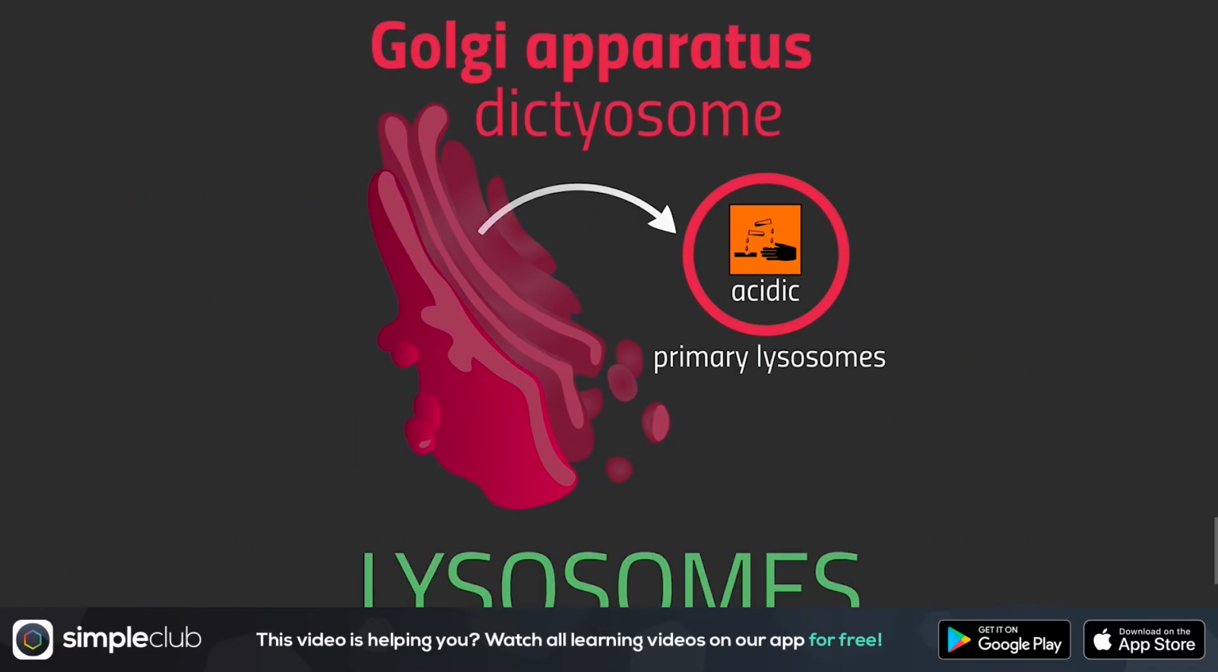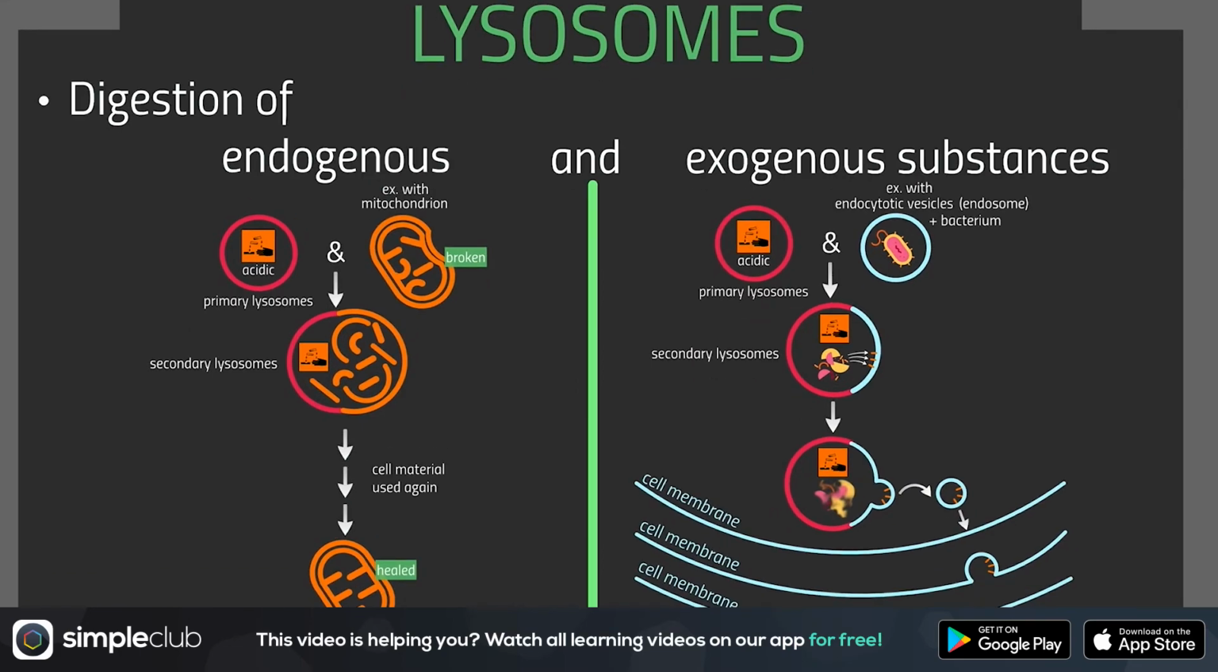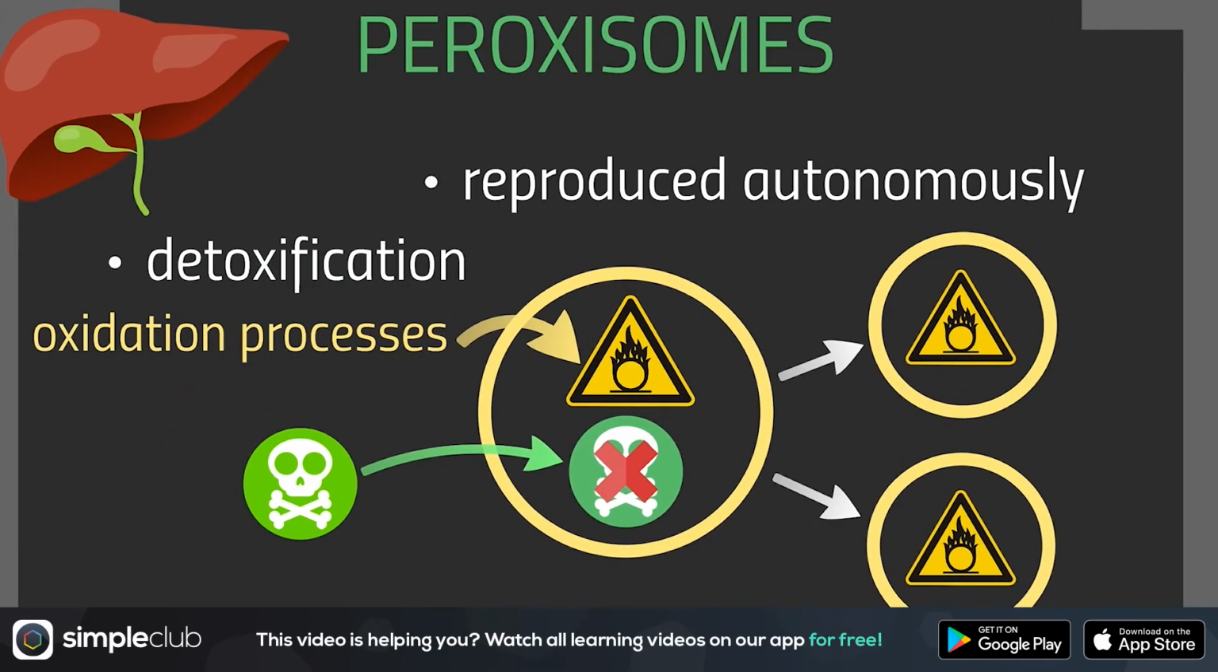Then there are lysosomes which are acidic inside and dissolve things, and peroxisomes in which oxidation reactions take place, which are important for detoxification of a cell.